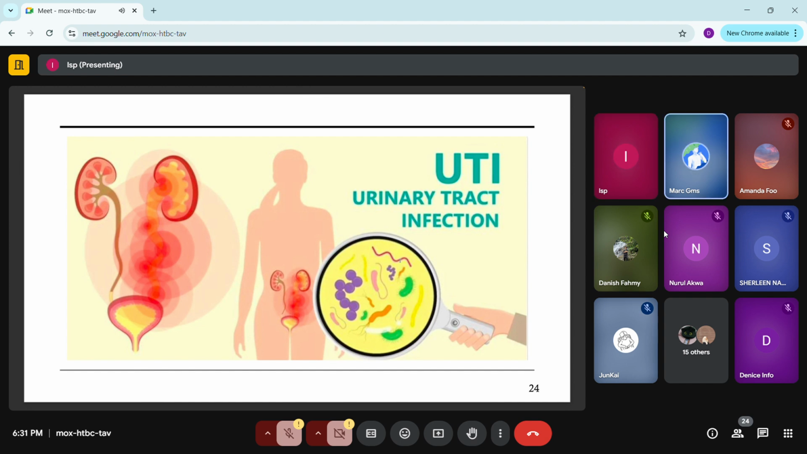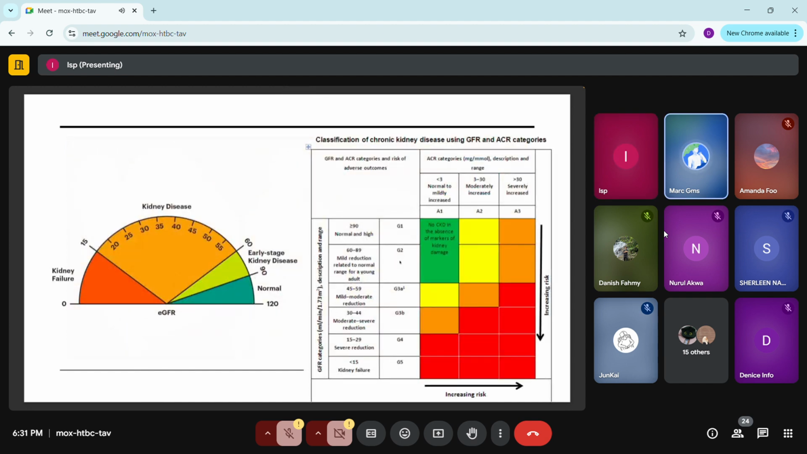Doctor, for the renal function, would you ask a question about what rate we use to assess renal function?